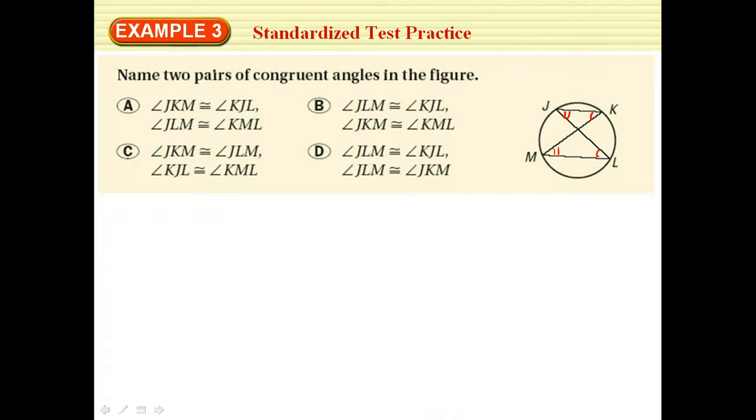So JKM is congruent to KJL? That's not true, this one is not congruent to that one, so we can rule out A. For B, JLM is congruent to KJL? No, that's not true either. JKM is congruent to JLM. That is these angles right here, and yes, they are congruent. Let's check our other pair, KJL and KML. That would be this angle here and this one here, and they are congruent, so C is my answer.